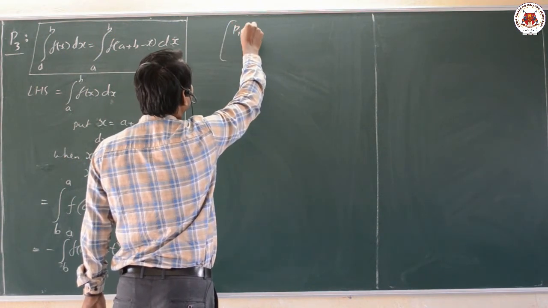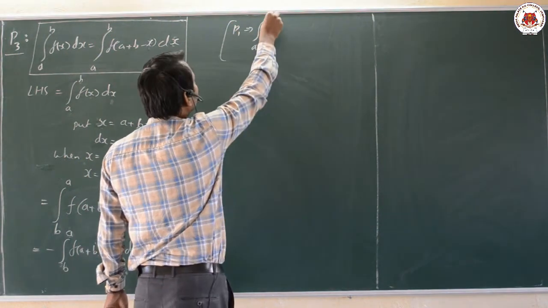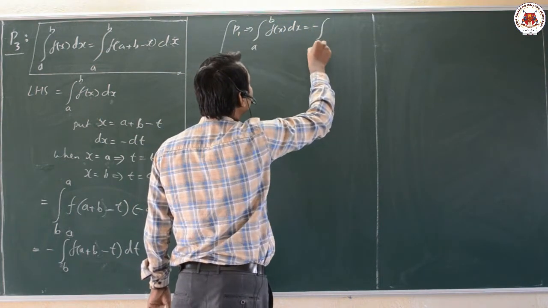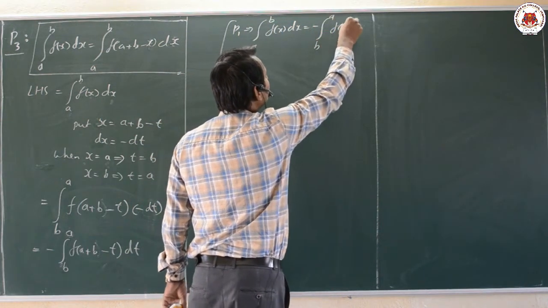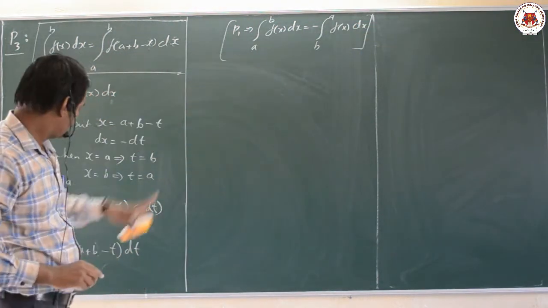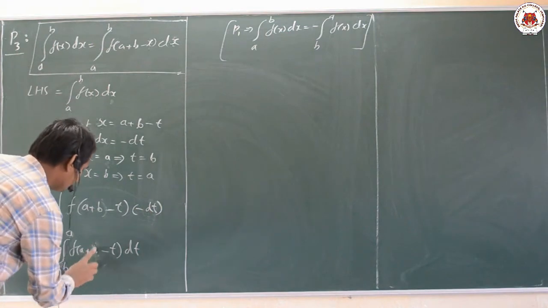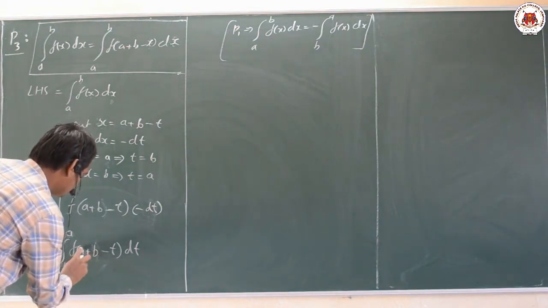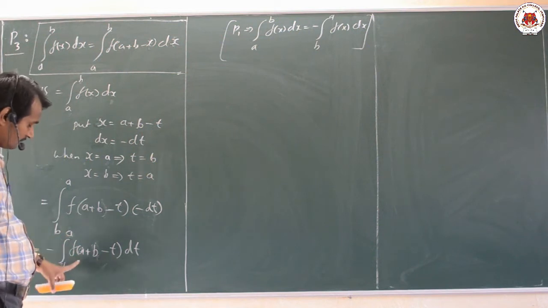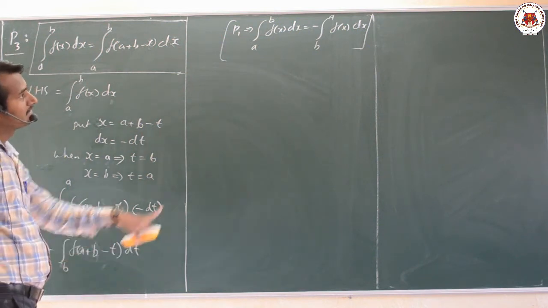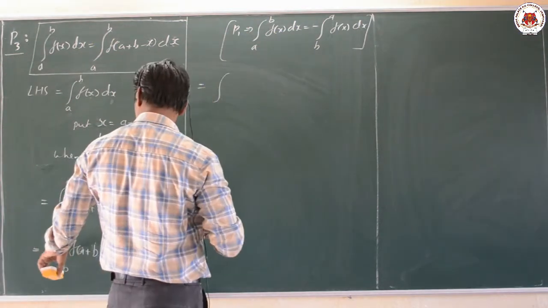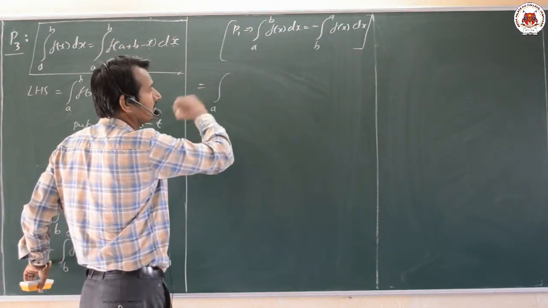P1, which is equal to the integral from a to b of f(x) dx, will be minus the integral from b to a of f(x) dx. That is the second property. I will substitute those values here, that means minus the integral from b to a of f(a + b - t) dt. So what we get is minus becomes plus only if we change the limits of the integral.